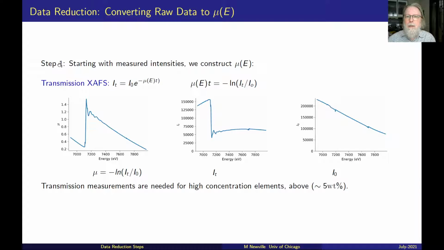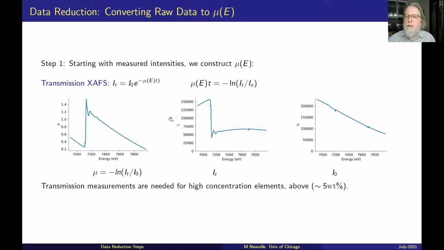So let's start with turning the measured intensities, the real signals that we measured, into mu of E. For transmission XAFS data, which is the way you would measure data for high concentration samples, typically above 5 weight% or so, we want a mu that looks like this, that has a step that is positive and increases with energy in electron volts.